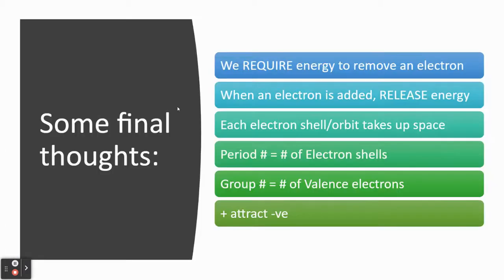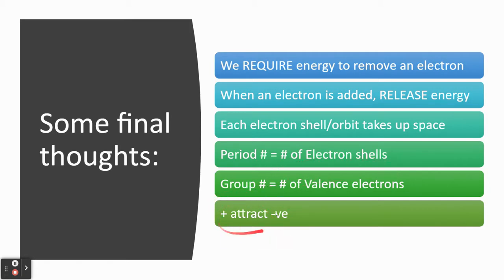So just a couple little reminders before we do some practice problems, just to keep in mind as you review the trends. So remember ionization energy, when you want to remove an electron that requires energy. Remember electron affinity, when you want to add an electron, typically energy is released, and the more favorable it is, the more it wants to be added, the more energy will be released, the more negative that number is. Each electron shell or orbit takes up some space, so that's why there's a larger atomic radius when there's more shells. Remember the period number is equal to the number of electron shells. Remember that the group number is equal to the number of valence electrons.